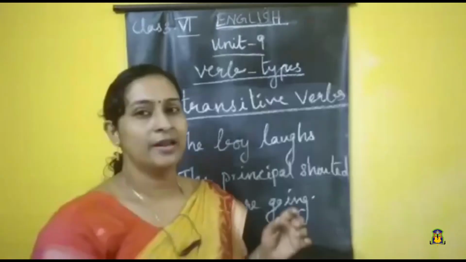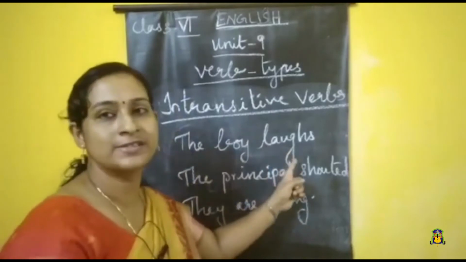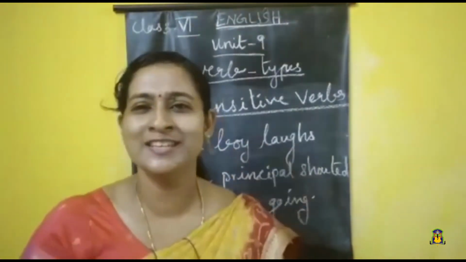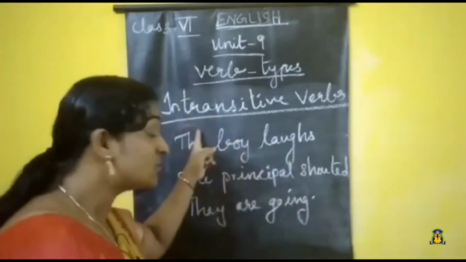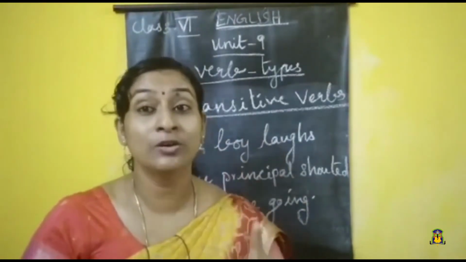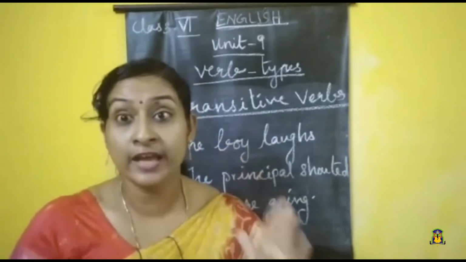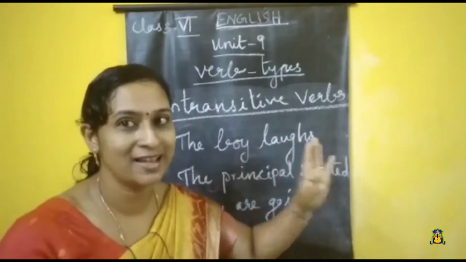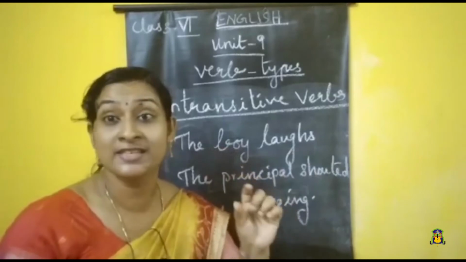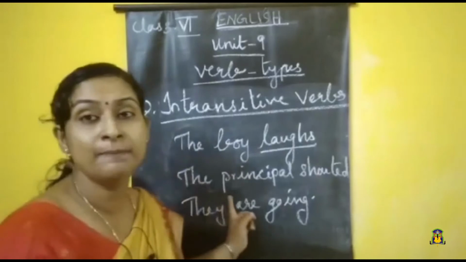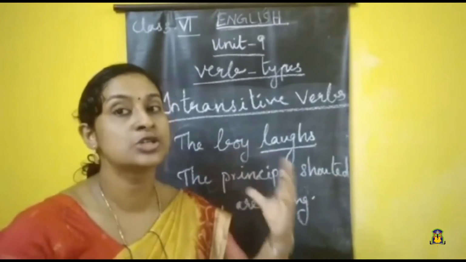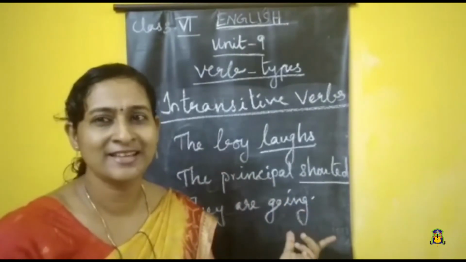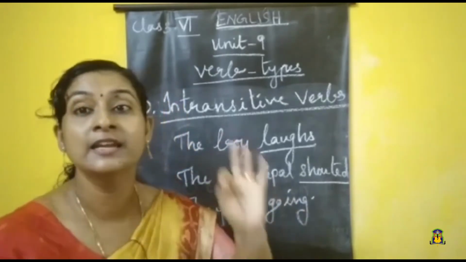Let's see some examples. The boy laughs. The principal shouted. They are going. Can you find any object in this sentence? No. So, intransitive verbs are action verbs that do not have an object. So, we can say the boy laughs. No object in that sentence. So, we can say laughs is intransitive verb. Next, the principal shouted. No object in that sentence. So, shouted is intransitive verb. They are going. No object in that sentence. So, we can say are going is intransitive verb.